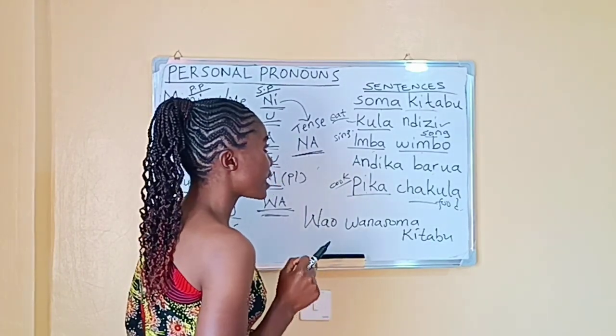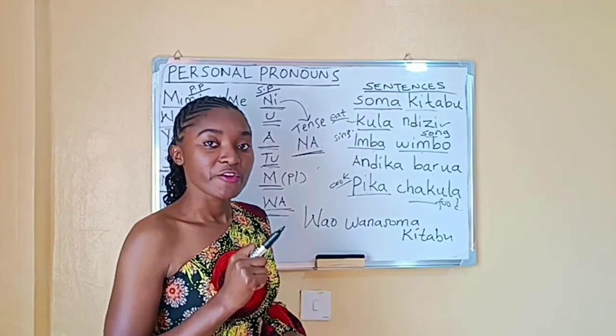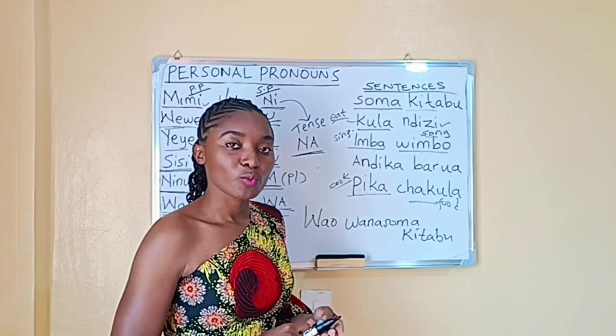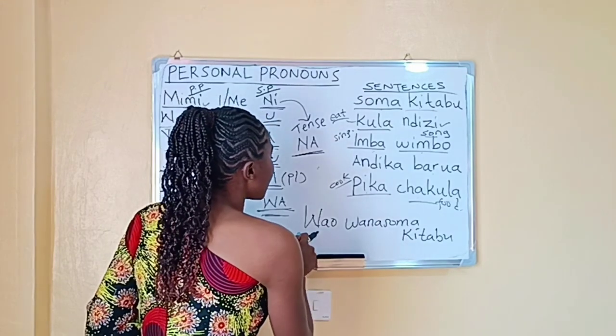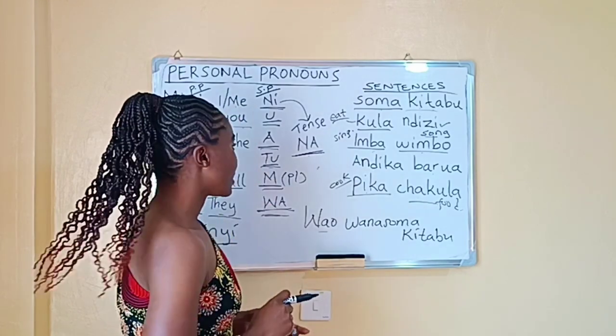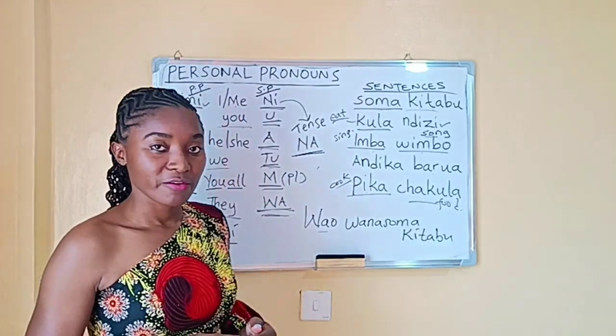Okay? Wao wanasoma kitabu. They are reading a book. Remember, book is kitabu and soma is read or study. So in this context, read. Wao wanasoma kitabu. They are reading a book. Okay? So up to that point, I hope it is very clear.